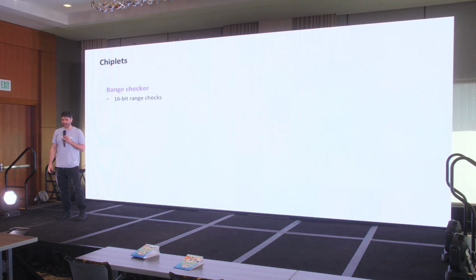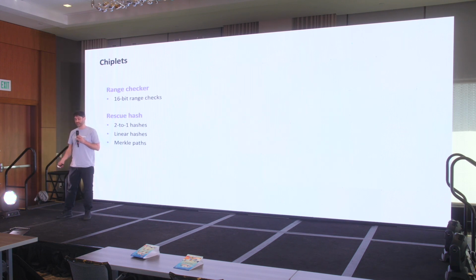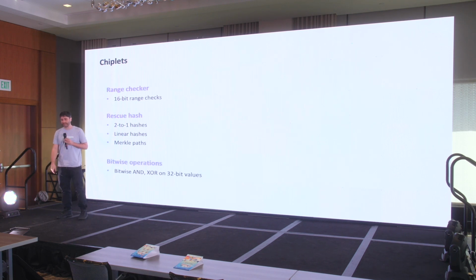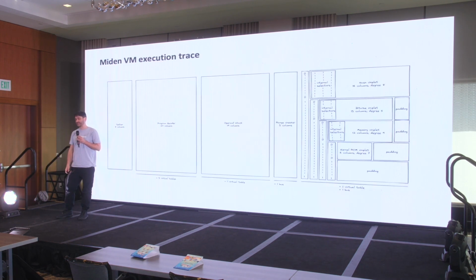And as for the chiplets, what are we doing? What did we need to optimize? Basically, it's range checking. In the VM, we oftentimes need to check if a certain number is in a certain range. Then there are hashes, as we said, that we want to optimize for blockchain use cases. So we need to have an optimized Merkle path and this 2-to-1 hash, for when we want to merge something. We have bitwise operations that we outsource to a chiplet, and our kernel procedures.